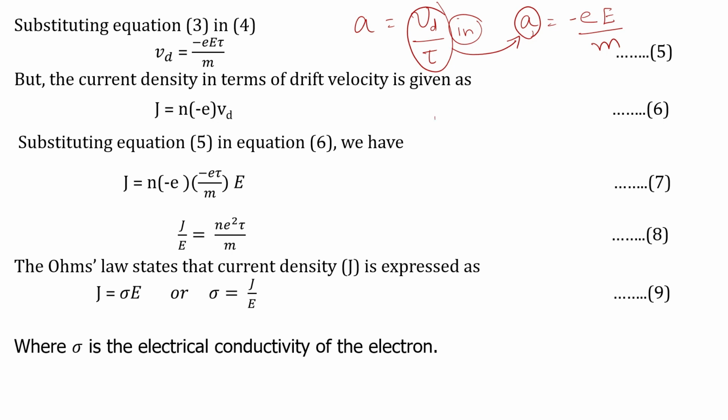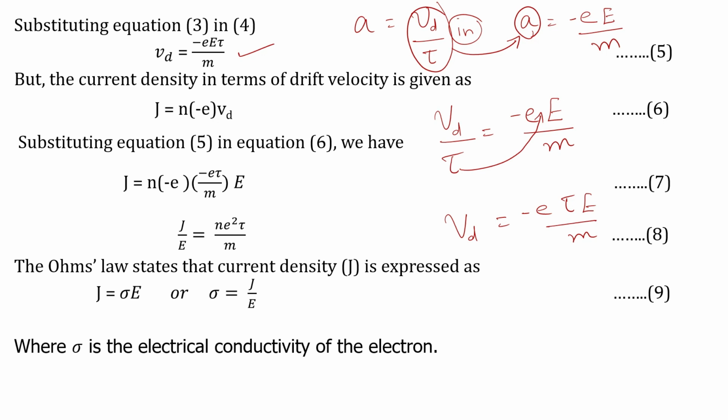Therefore, Vd by tau is equal to minus eE by m. Then tau is taken here. Vd is equal to minus e tau E by m. Then we get this equation.